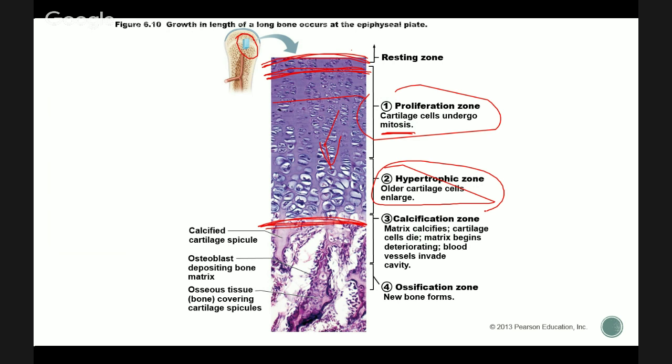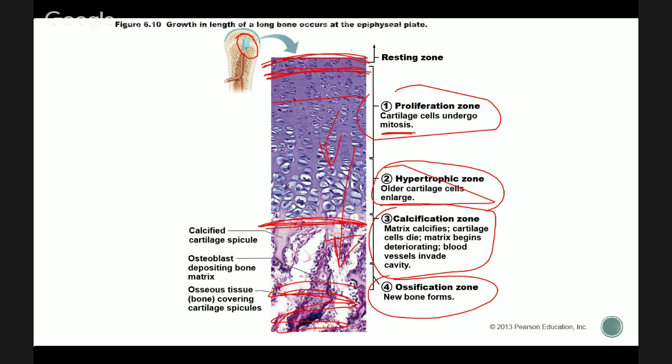But then they're going to transition. They're going to go from cartilage cells to become calcified. So the matrix is going to calcify. The cartilage cells die, and we start to see blood vessels coming into the area. And so once we get the setup of blood, now we're forming bone tissue. So we see the transition from cartilage to bone tissue, and then this is the new bone here.